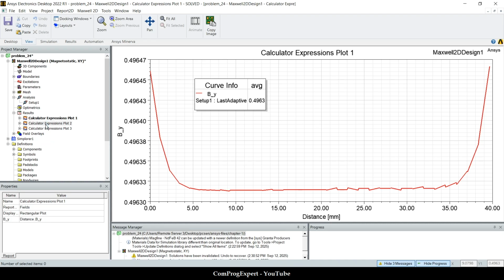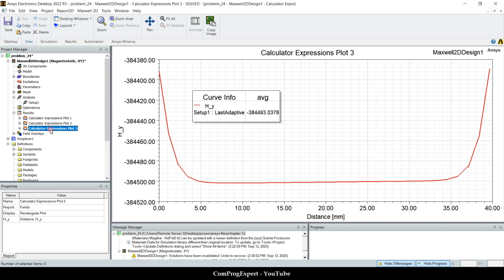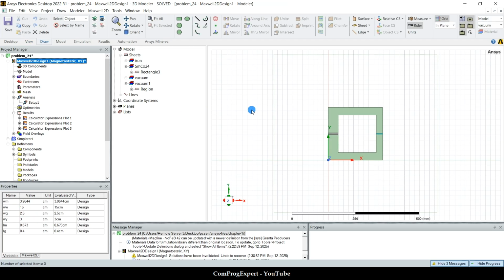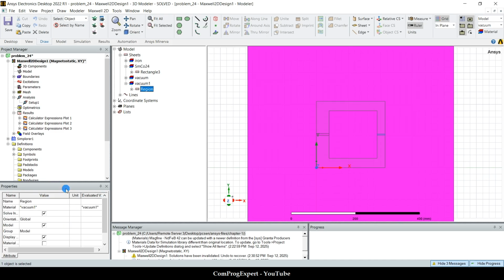What about the air gap? We have this amount of the flux density in the air gap, okay, and this is equal to negative 384. What was the value of HM? This one, that is close. So it means that our calculations are correct. So again, you can consider the material of this region equal to the vacuum and consider leakage flux and compare the calculations.